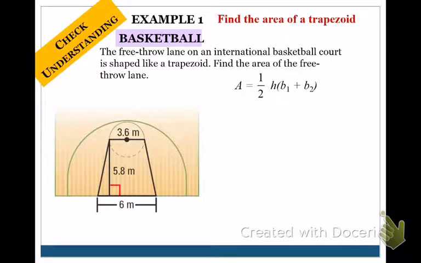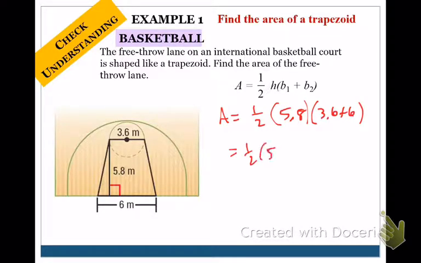For example, in international basketball, the free throw lane is a trapezoid, not the rectangle that we have here. So if we want to find the area of that free throw lane, maybe we're going to paint it, because very many free throw lanes are painted. If you want to find this area, we use the trapezoid formula, 1/2 times the height times the sum of the bases. So the height of this trapezoid is 5.8. It's that distance between the bases. And then we're going to add the bases, 3.6 plus 6. So we get 1/2 times 5.8 times 9.6.